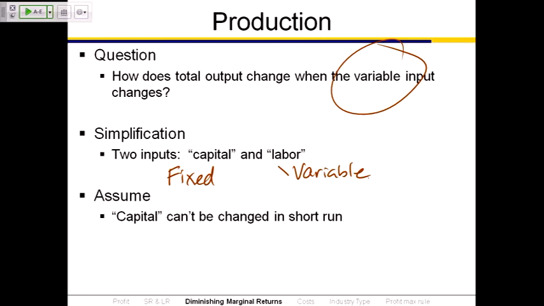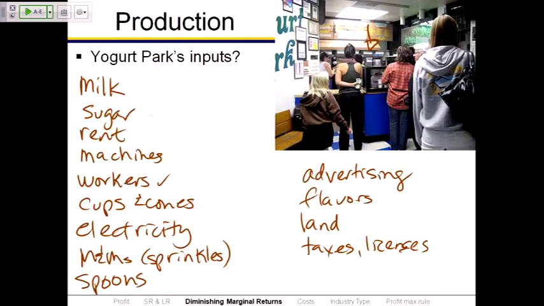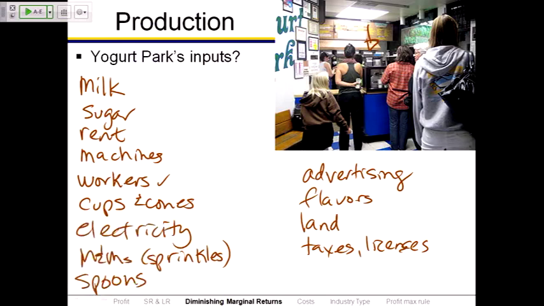And we're going to assume, which is what I just said, that the capital can't be changed in the short run. That was that definition of short run. So let's go back to our list and go through and figure out which of these things is capital, that is, it's fixed. The quantity that we're going to use doesn't change if we're selling 4 versus 1,000 cups of yogurt a day. And which of these things is labor? That is, the quantity of it changes.